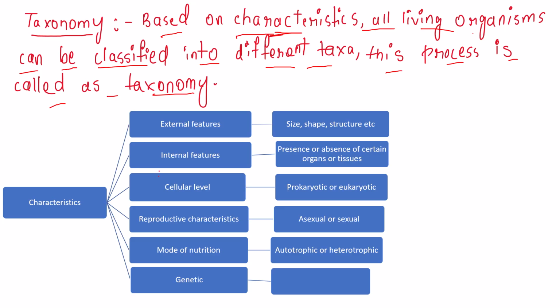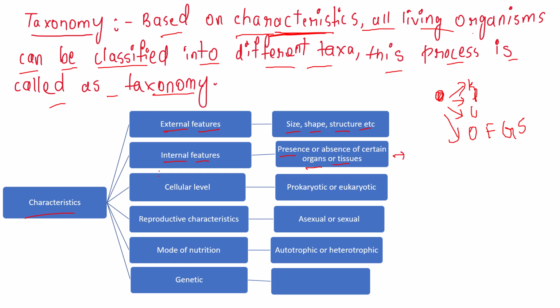Now, what are these characteristics actually? If we see, they are external. Whenever we group organisms into different taxa, kingdom, phylum, class, order, family, genus, species, all of these different taxa, we look at certain characteristics that the organism exhibits, and those characteristics are external features. In external features, size, shape, structure, etc. Then internal features come, the presence or absence of certain organs or tissues.